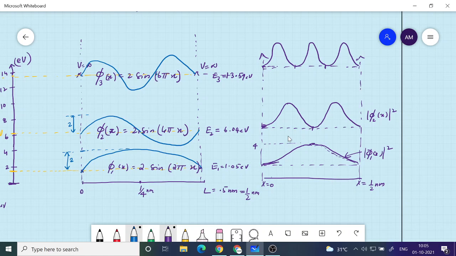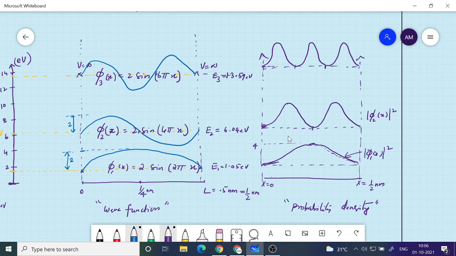So what you are seeing here in the third graph is basically this graph. This is the wave function, the position part of the wave function, and this is the probability density, which tells you what is the probability of finding an electron at a particular position.